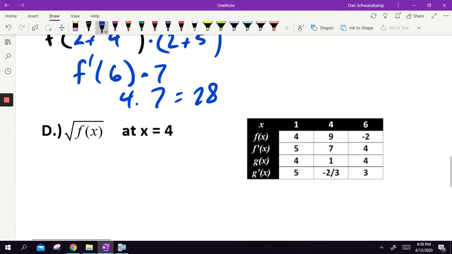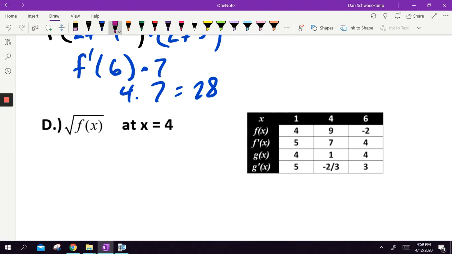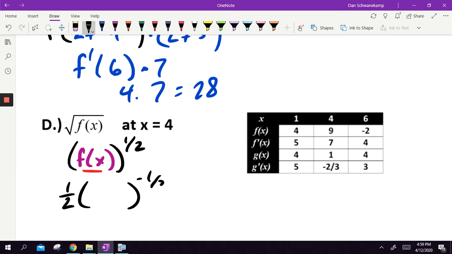One more here, then I'll show you a few on the back side. Square root of f of x, so that is f of x to the 1/2 power. That is a chain rule. I've got an inside, I've got an outside. Let's take the derivative of the outside, rewrite the inside, times the derivative of the inside. The derivative of f is going to get me f prime. I'm finding this derivative at 4, so everywhere there would be an x, I'm going to throw a number 4 in there.